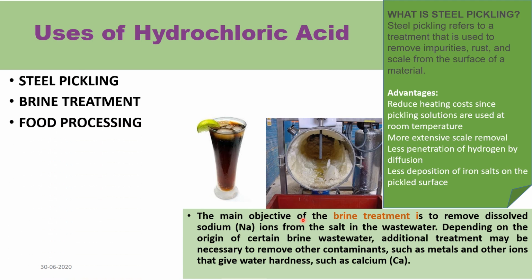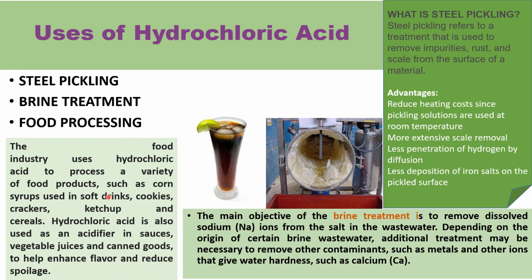Next application is food processing. It can be used in food industry to process a variety of food products such as corn syrups used in soft drinks, cookies, crackers, ketchup, and cereals. Hydrochloric acid is also used as an acidifier in sauces, vegetable juices, and canned goods to help enhance flavor and reduce spoilage.